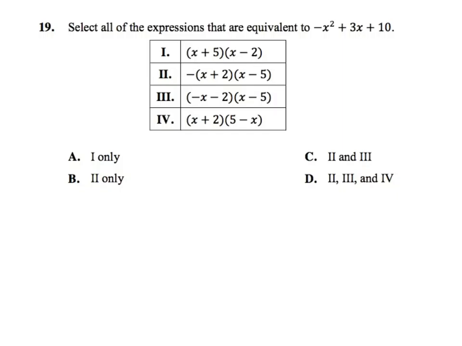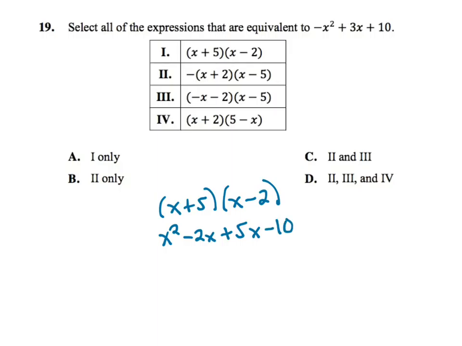Number 19, select all of the expressions that are equivalent to this expression. What I did was I went ahead and multiplied out. What some other people did is they compared these, and actually I'm going to do that in a moment. But let's go ahead and take Roman numeral I, x plus 5 times x minus 2. Use FOIL, so my first gives me x squared, my outside gives me negative 2x, my inside gives me 5x, and my last gives me negative 10. Combine like terms, I get x squared plus 3x minus 10. Nope, that is not what I'm looking for, so I can cross off I and A.